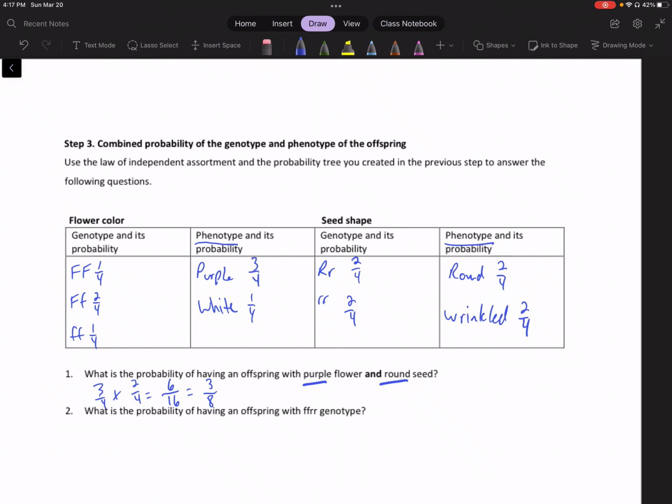And what is the probability of having offspring with lowercase f, lowercase f, lowercase r, lowercase r? We're looking at genotypes because we're seeing alleles. So lowercase f and lowercase r, we're going to multiply them. 1/4 times 2/4, and we're multiplying because it's the probability of each one occurring. So 2 times 1 is 2, 4 times 4 is 16, and then we can reduce that by 2, which makes it 1/8. Okay? So that's kind of why we do what we do.